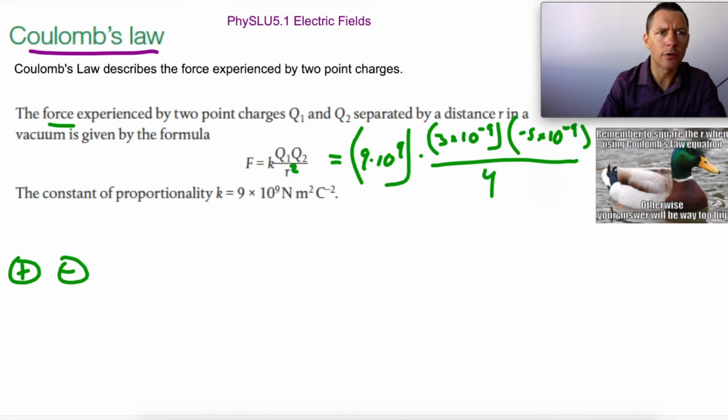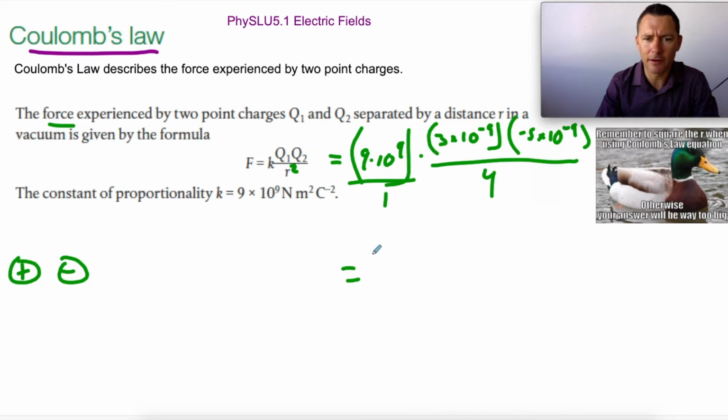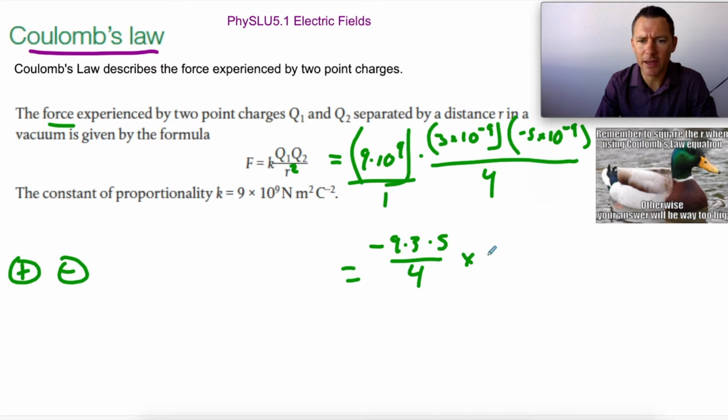Just be careful of how you multiply things. So this you could call over 1. You could multiply everything in the numerator, so it'd be 9 times 3 times negative 5. So negative 9 times 3 times 5. And then all over 4. That's kind of interesting. And then times 10 to the, and then you could just add up the exponents. So that's 0 and that's negative 9. So it would be whatever that is, times 10 to the negative 9. It's a force, so its end result should be in newtons.